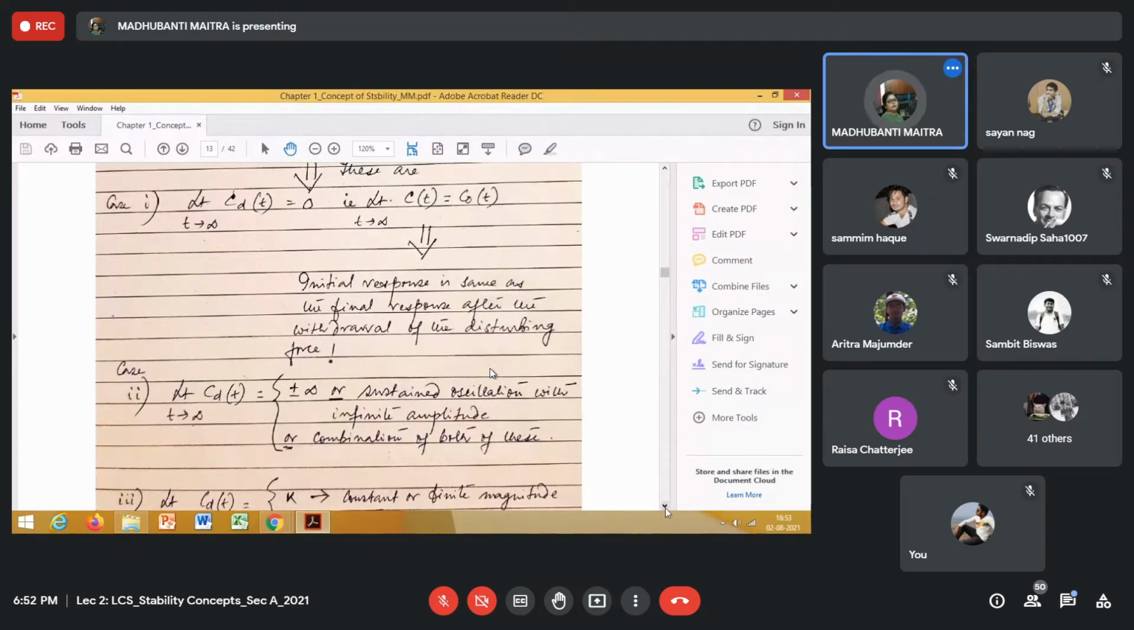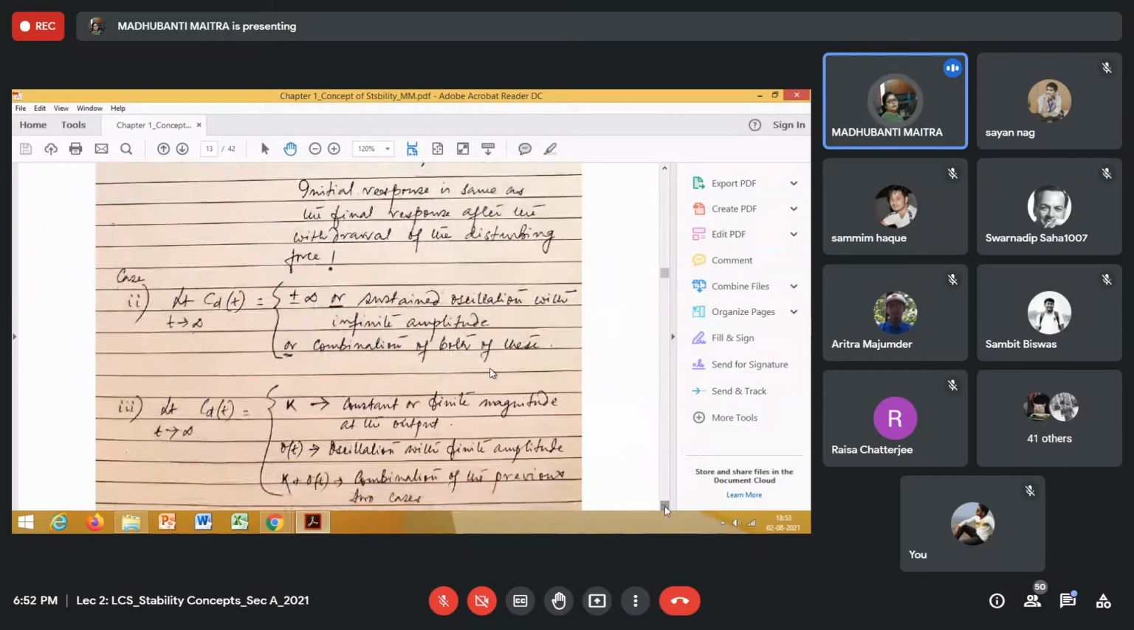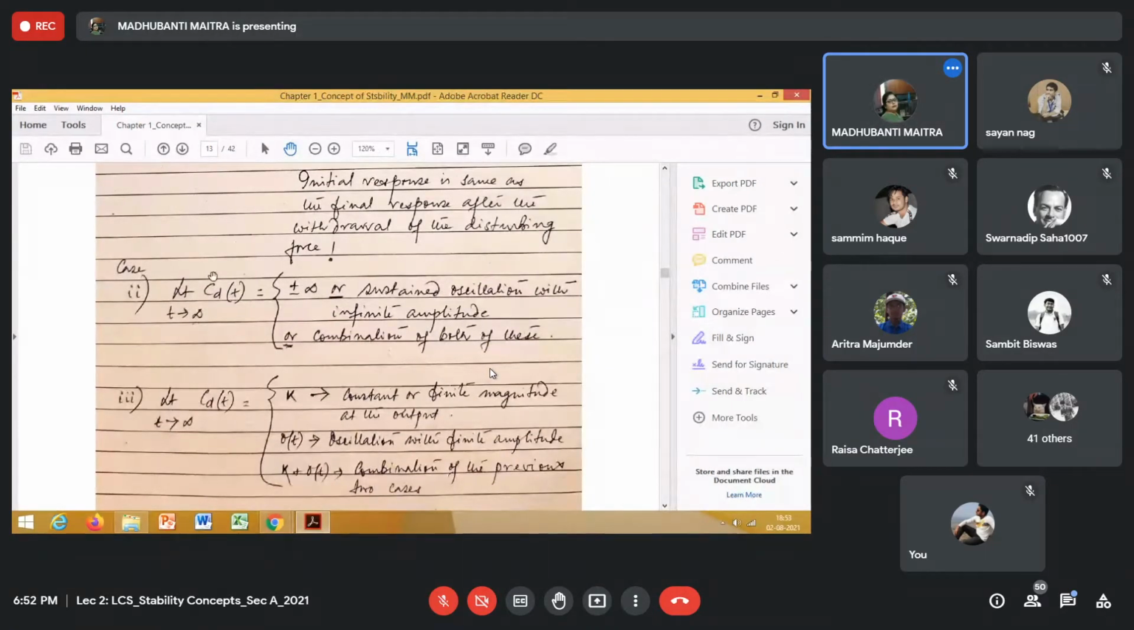Now, the second case could be like this, that as t tends to infinity, this component of the response will tend towards infinity. That means that particular component will go on increasing farther and farther as time t increases, right? Or we can have sustained oscillation at the output because of the disturbing force, with infinite amplitude. The amplitude is infinite, right? Or you can have any combination of these two.